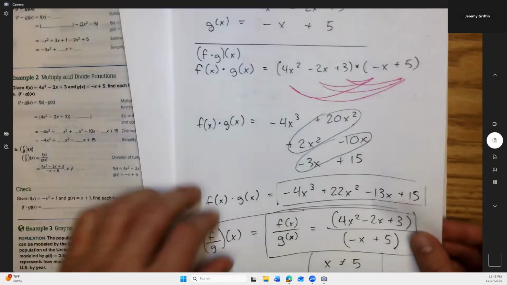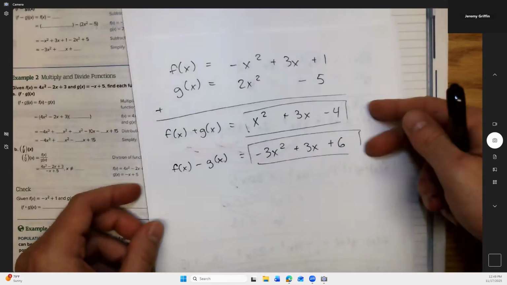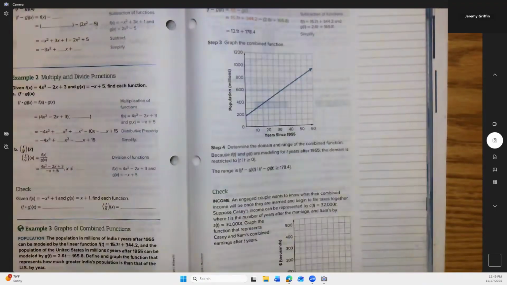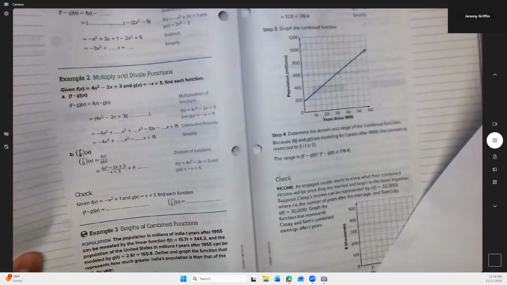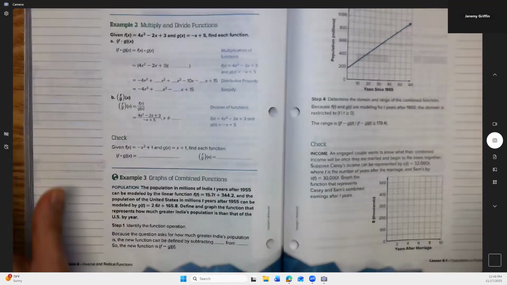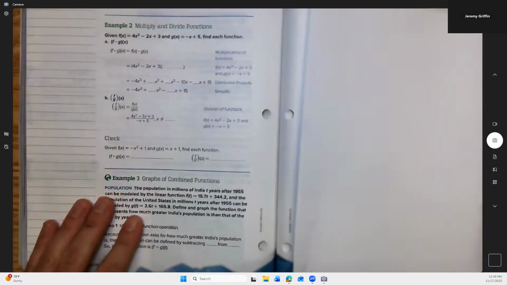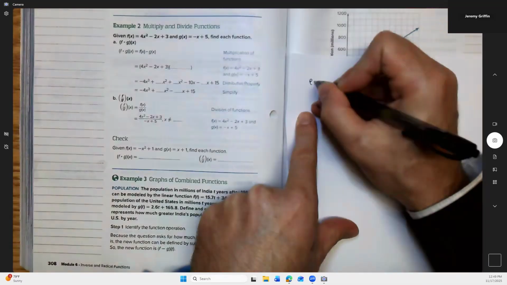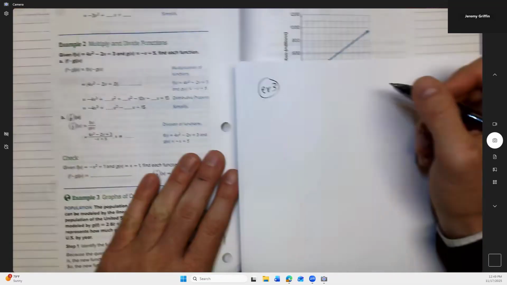There's multiplication and division. Back here we did addition and subtraction. Okay. And then they do have a couple of real world examples here. So let's knock out both of those. Example 3. We're just sticking with addition and subtraction here.